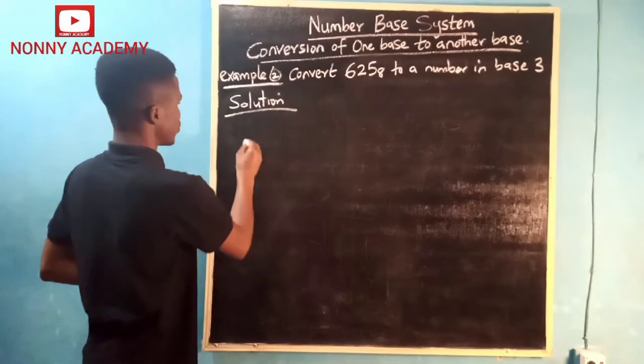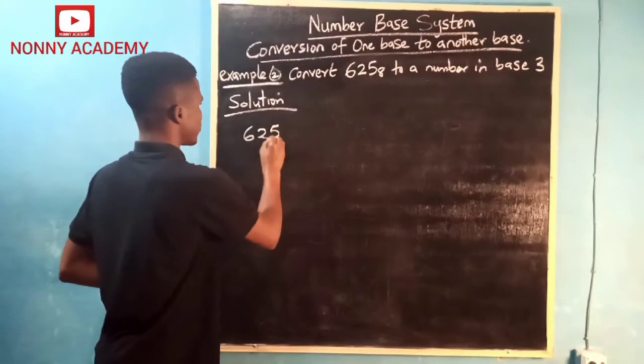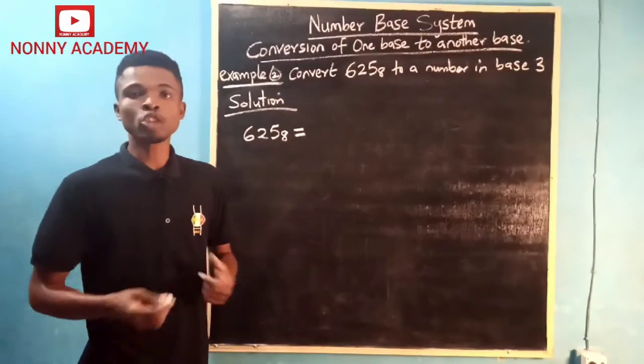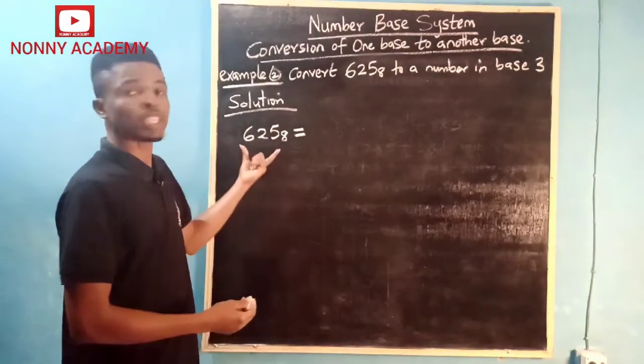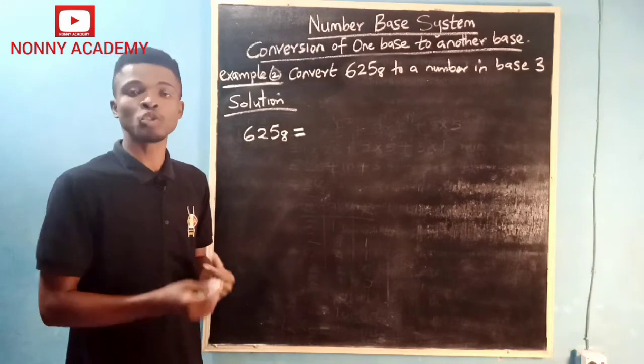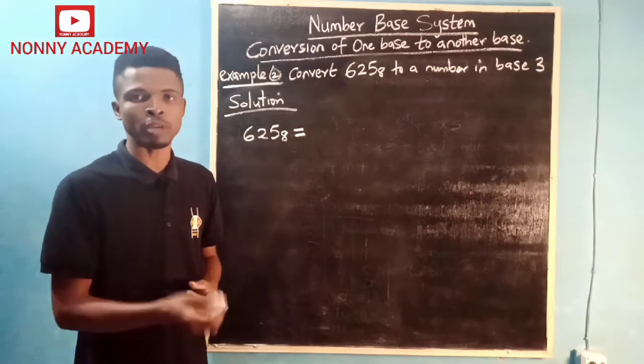Solution. 625 base 8. The first thing I need to do is to convert this number in base 8 to a number in base 10 using the successive multiplication method.